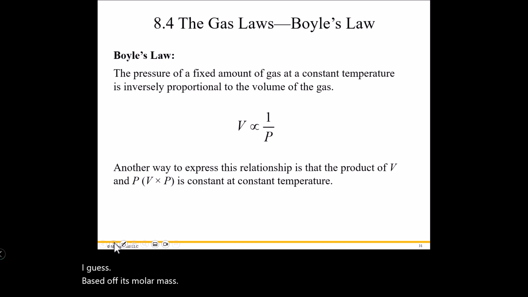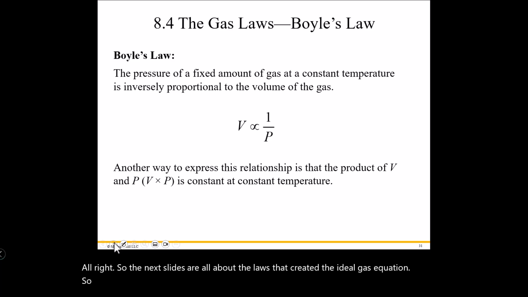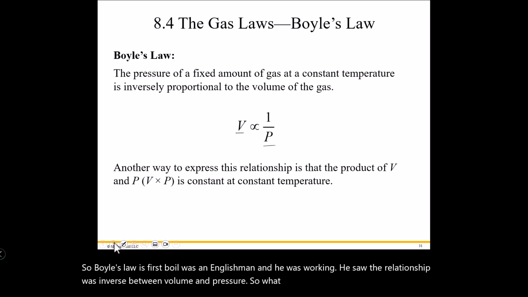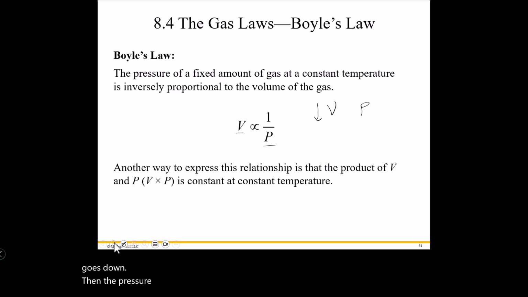All right, so the next slides are all about the laws that created the ideal gas equation. So Boyle's law is first. Boyle was an Englishman, and he saw the relationship was inverse between volume and pressure. So what he's saying here is that as the volume goes down, then the pressure goes up. That's an inverse relationship.